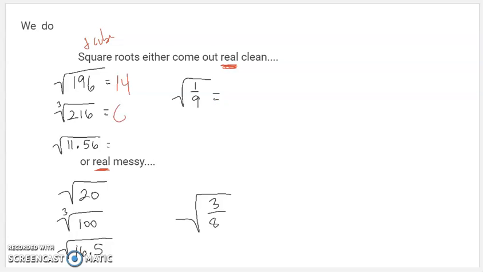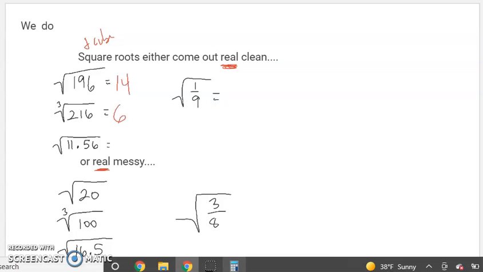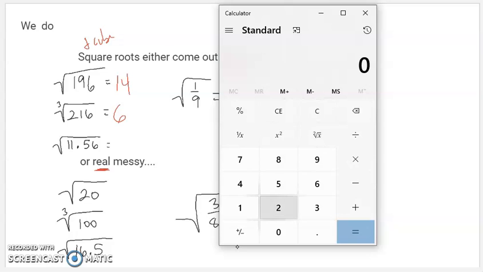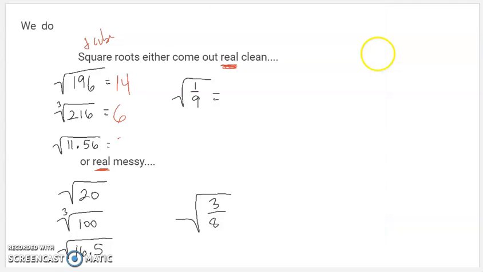This one I think is 6. The cube root of 216 I think is 6. My simple calculator here won't do that, but 6 times 6 times 6 is 216. The square root of 11 and 56/100ths doesn't seem like an obvious one, but I said real clean and real messy, it's going to be 3.4. 3.4 times 3.4 is that. The cube root of 1/27 is 1/3, because 1/3 times 1/3 times 1/3 is 1/27. So I would call all these real clean. They come out kind of nicely.